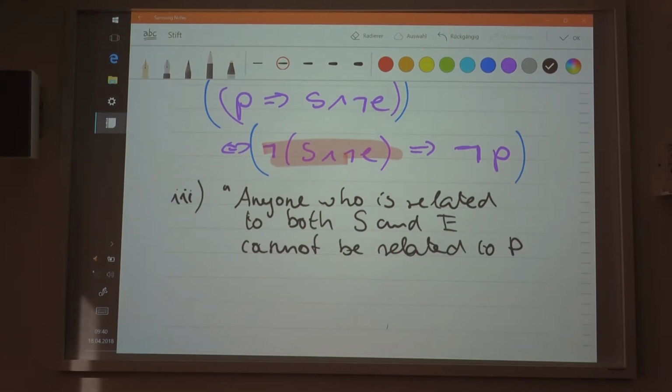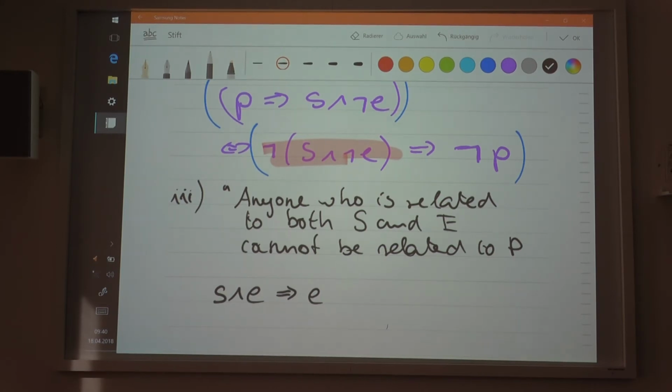Okay? Good. Now what does it mean? Suppose that someone is related to both S and E. In this case, suppose that this is true. If someone is related to both, then what? And this person, which is also obviously true, so here you can see this. Then this person is related to Emily as well. So if someone is related to both, then this person is also related to Emily.